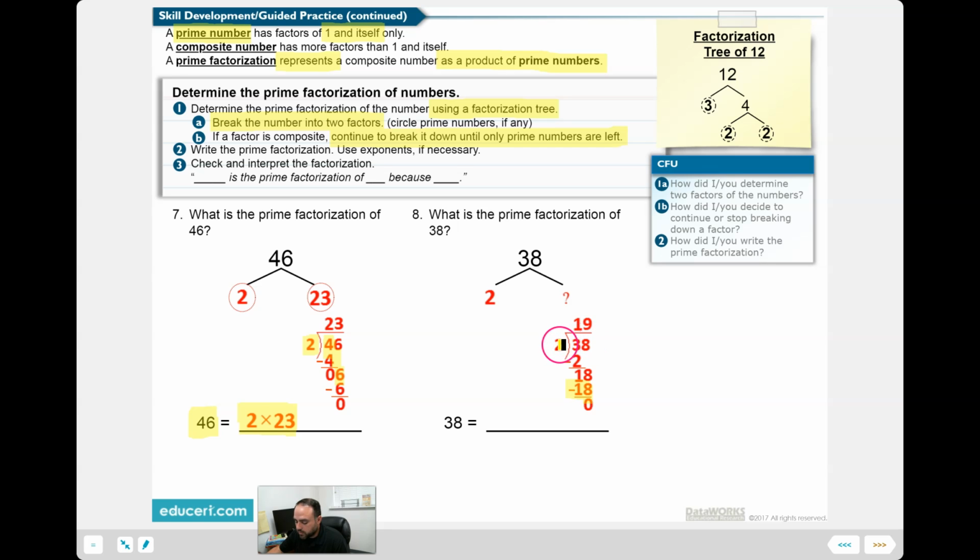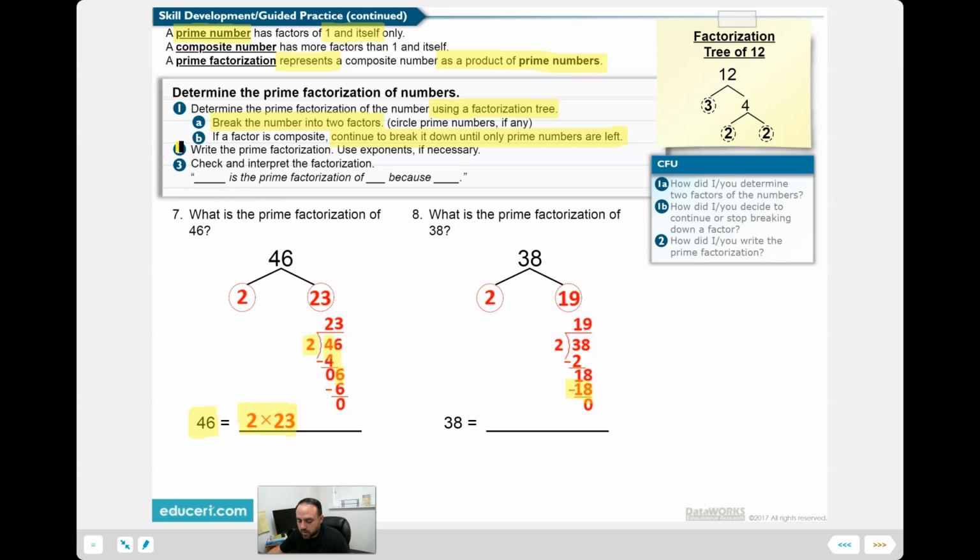38 divided by 2 equals 19. And 19 times 2 equals 38. So the partner number that you found should be 19. 2 is a prime number. 19 is also a prime number. So the factorization tree is complete.